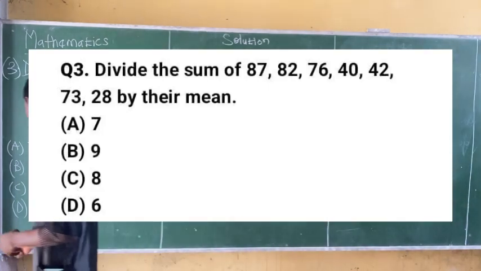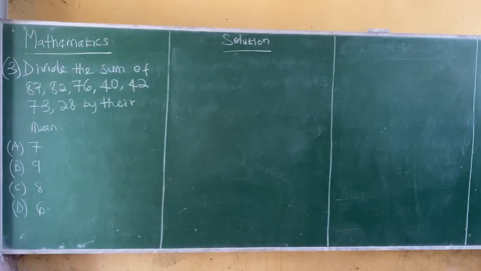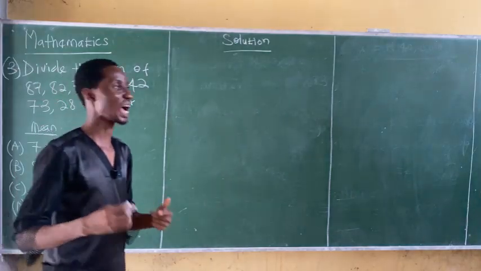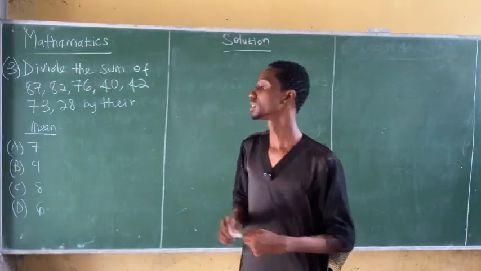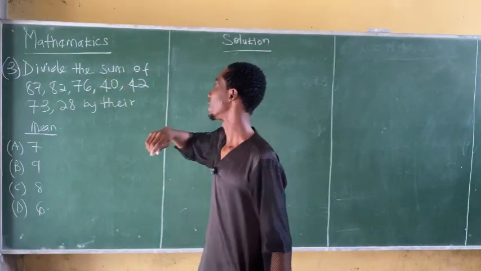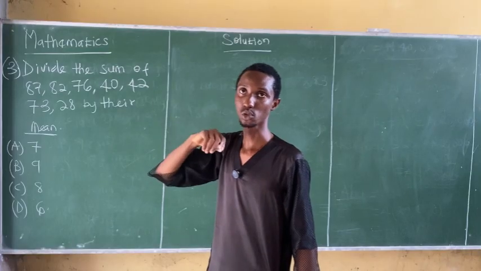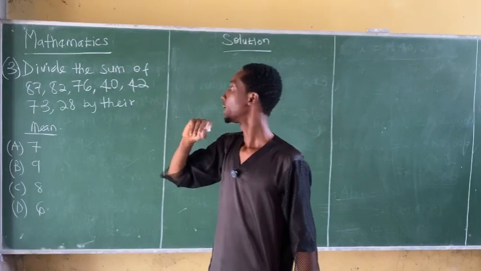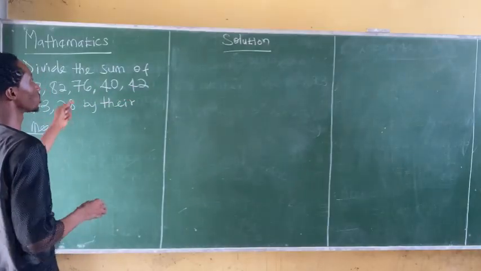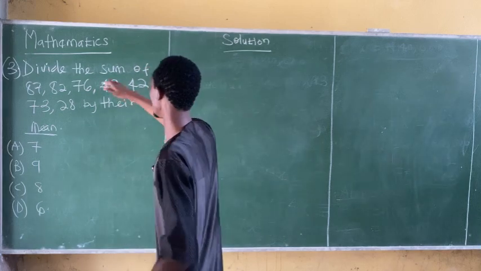Now let's solve this question together. The first thing you need to do here is to know the meaning of this word, mean. Mean simply means the average value. It means the sum of the total number of terms divided by the total number of terms or values or variables. Now, solution, let's sum these values up together and get the sum total of the terms given in this question.